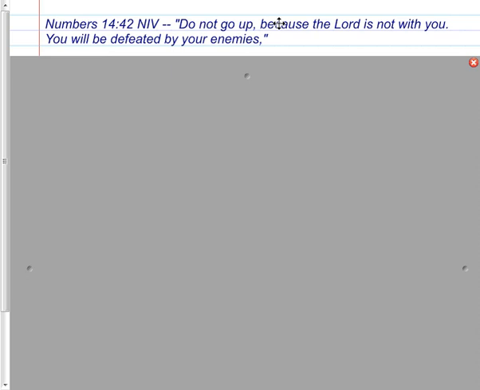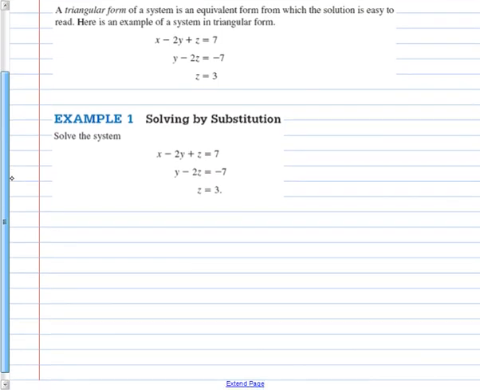Section 3, Chapter 7, Section 3. Triangular form. We are going to be using our matrices with systems of equations to help us solve. If we have a system with three variables, x, y, and z, where the first equation has all three variables, the second has just the last two, and the third has just the last one, we call it triangular form.